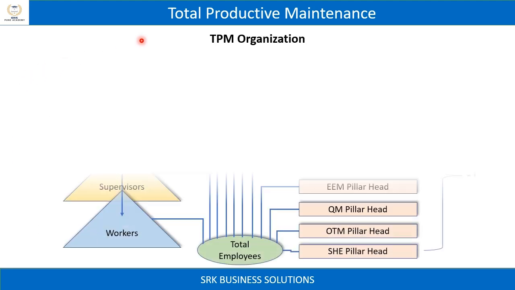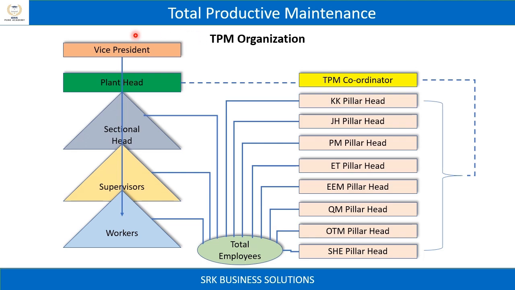This is one of the examples of TPM organization and its relation with other areas and people in the organization, from top management to bottom line operators. It shows total involvement of people in TPM.